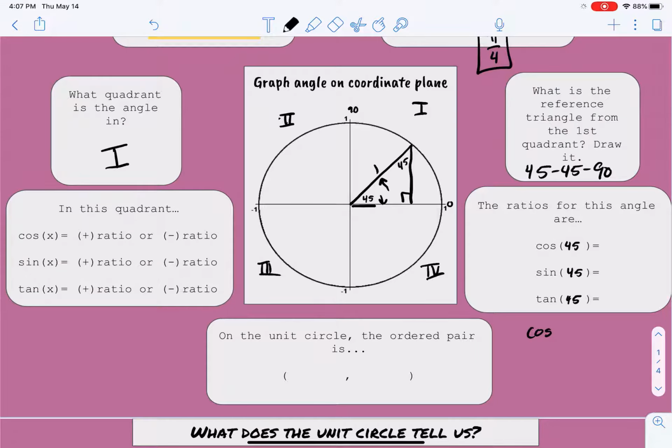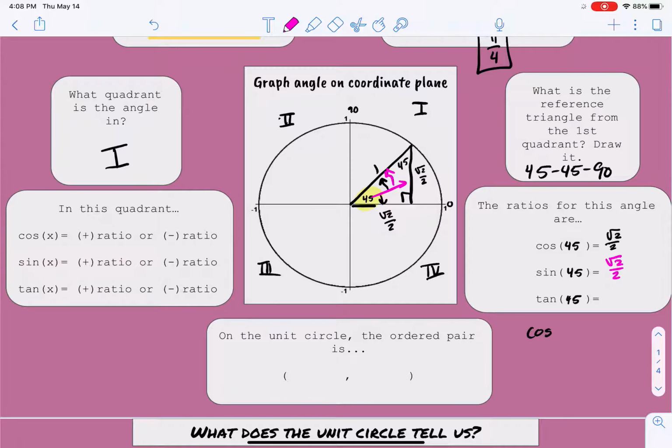So cosine is going to be, we know that all sides on a 45, 45, 90 with a hypotenuse of 1 are square root 2 over 2. So cosine is going to be square root 2 over 2, all divided by 1, and that's just going to stay the same. Okay, what about sine? Well, now we're still going to start from our 45 degrees here, but now we're going to do opposite over hypotenuse. Oh, well, look at that. They're going to be exactly the same. Square root 2 over 2, again, divided by 1, stays the same.